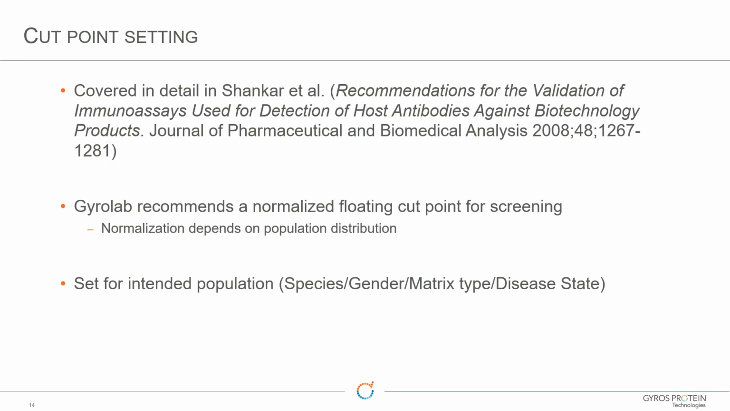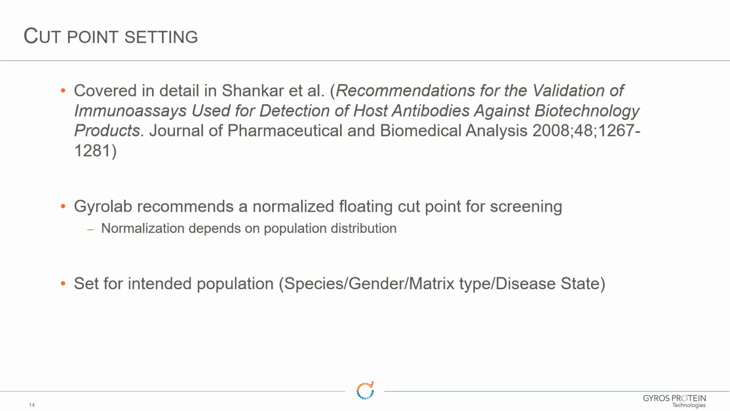So in terms of setting the cut point, you very much follow the industry white papers. Shankar gives a very good statistical approach. We normally recommend a normalized floating cut point for screening. What this does is tie your response values to the negative control on the day of the assay, and you normally apply a multiplication or addition factor to set your per plate cut point.